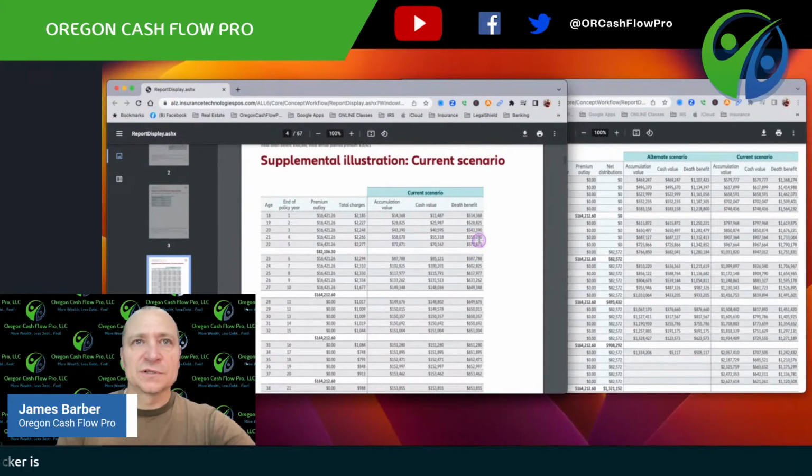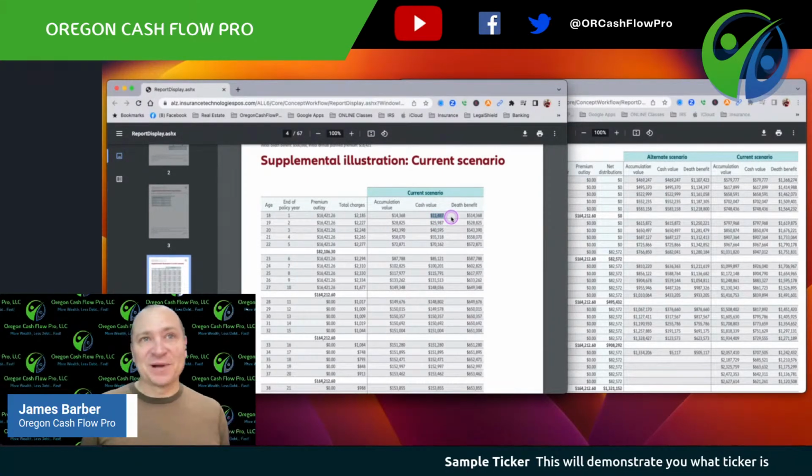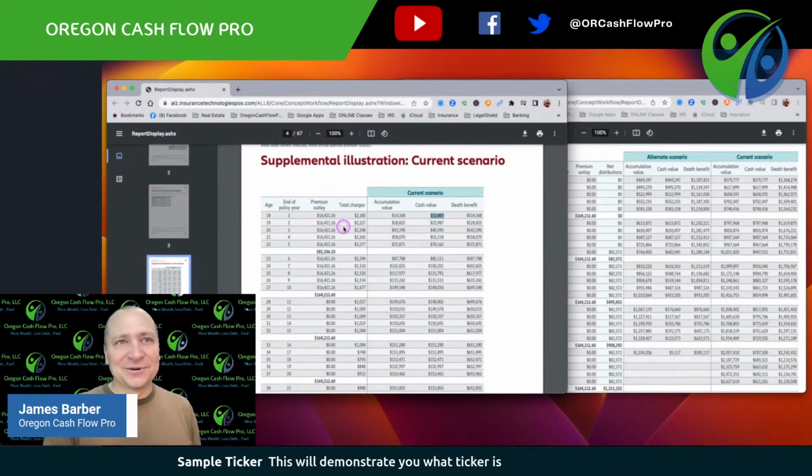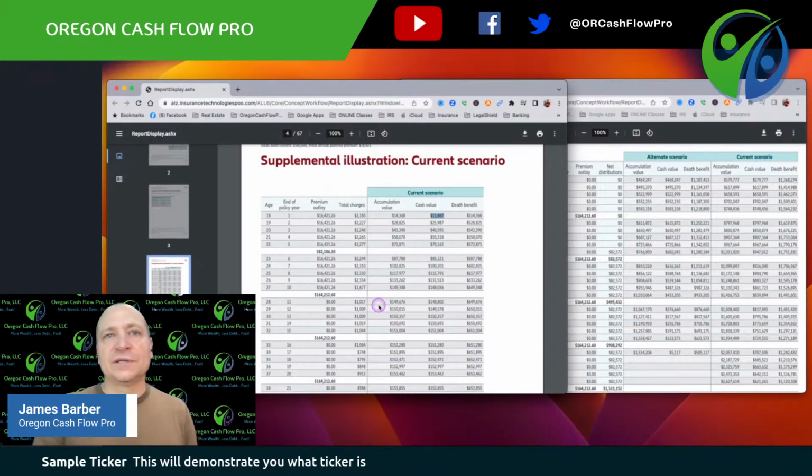All right, here's our numbers. Decent cash value out of the gate. And we have high expectations for this policy. And then we get a 0 year. And then we get another 0 and another 0. And every single year ends up being 0.